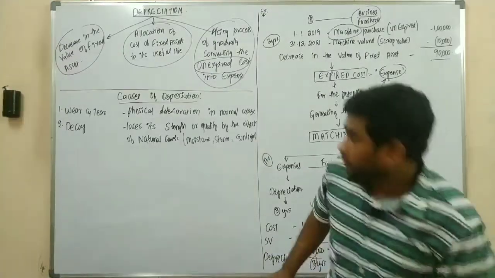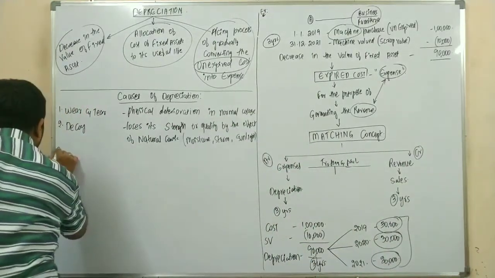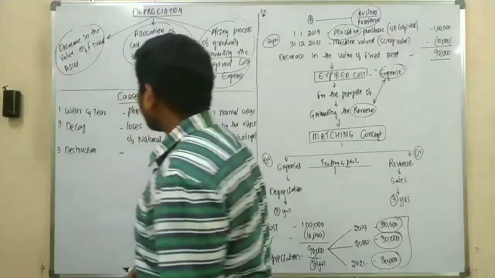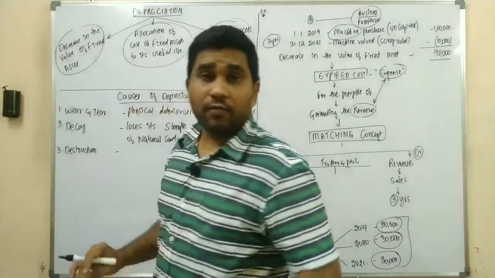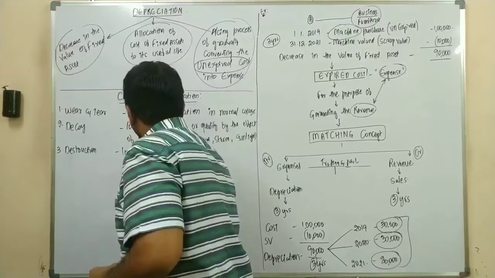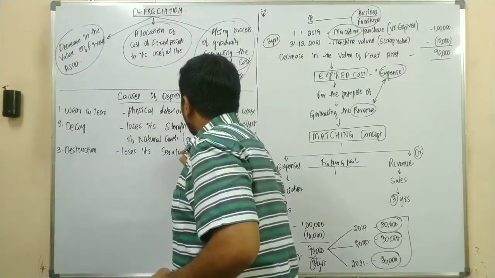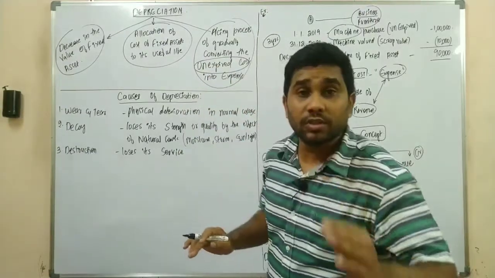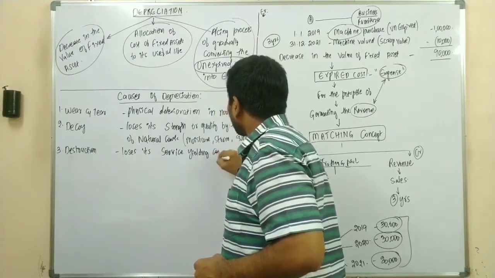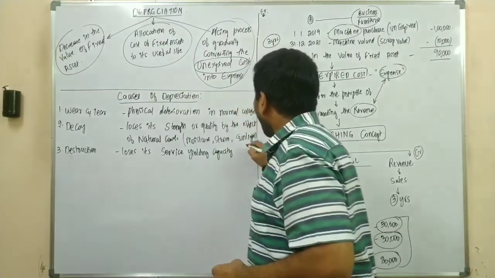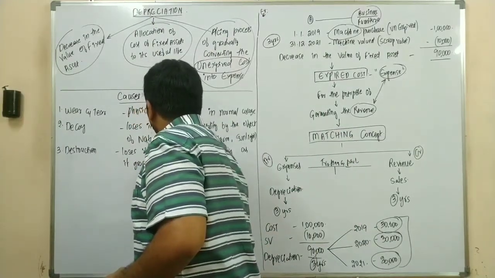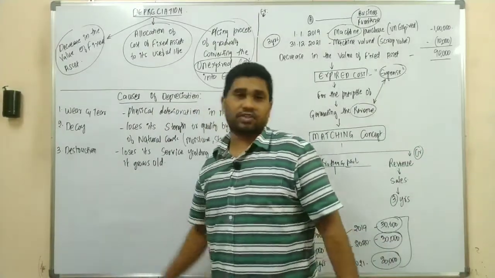Next, continue. Your next cause of depreciation would be destruction. What is the meaning of destruction? When a fixed asset loses its service yielding capacity as it grows old, that is called destruction.